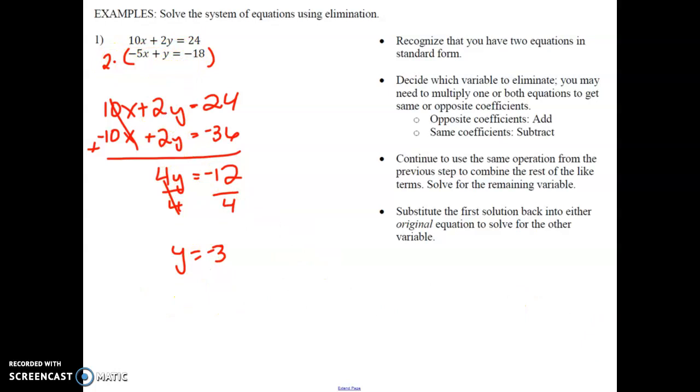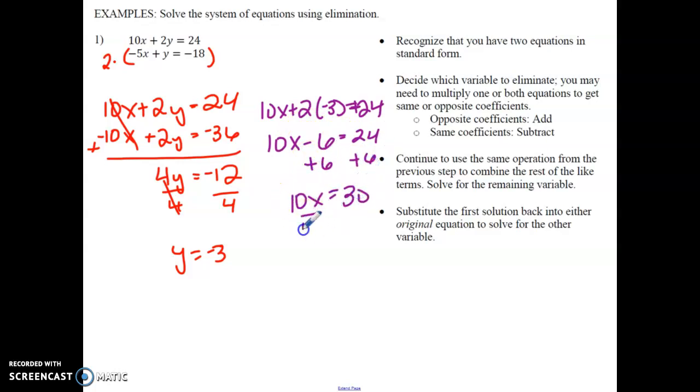Now I'm going to go back and plug this in because I do need to make sure I have an x as well. So I'm going to do 10x plus 2 times -3 equals 24. So when I multiply, 2 times -3 is -6. I'm going to add 6 to both sides to get 10x equals 30. And I'm going to divide by 10 on both sides. So I get x equals 3. So my answer here should be 3, -3.